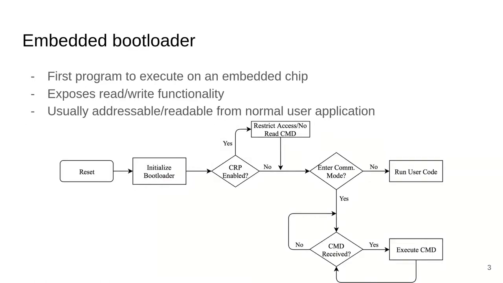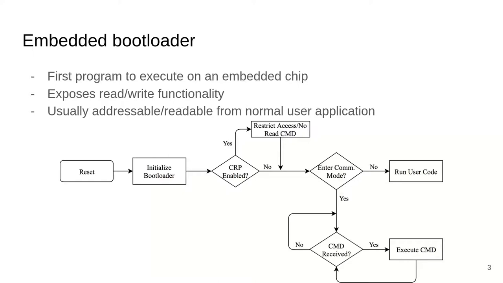So first of all, what is an embedded bootloader? The bootloader is the first program to execute on startup on an embedded chip. As you can see in this diagram, typically the bootloader initializes some peripherals and then checks some system registers or external pins to see whether it should go further into the bootloader or just load the application software. At some point there's also a CRP or code readout protection check, which typically tells whether the chip is read protected or not, and we'll explain more about this later.